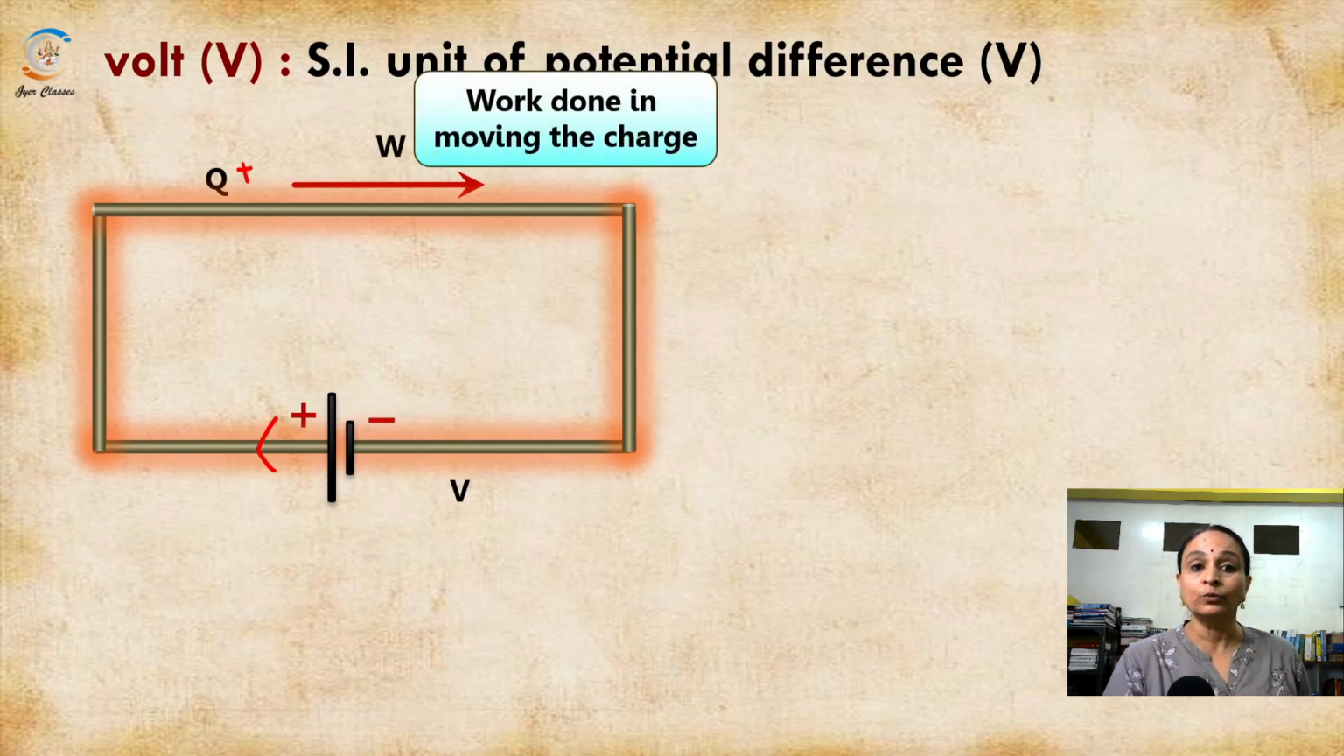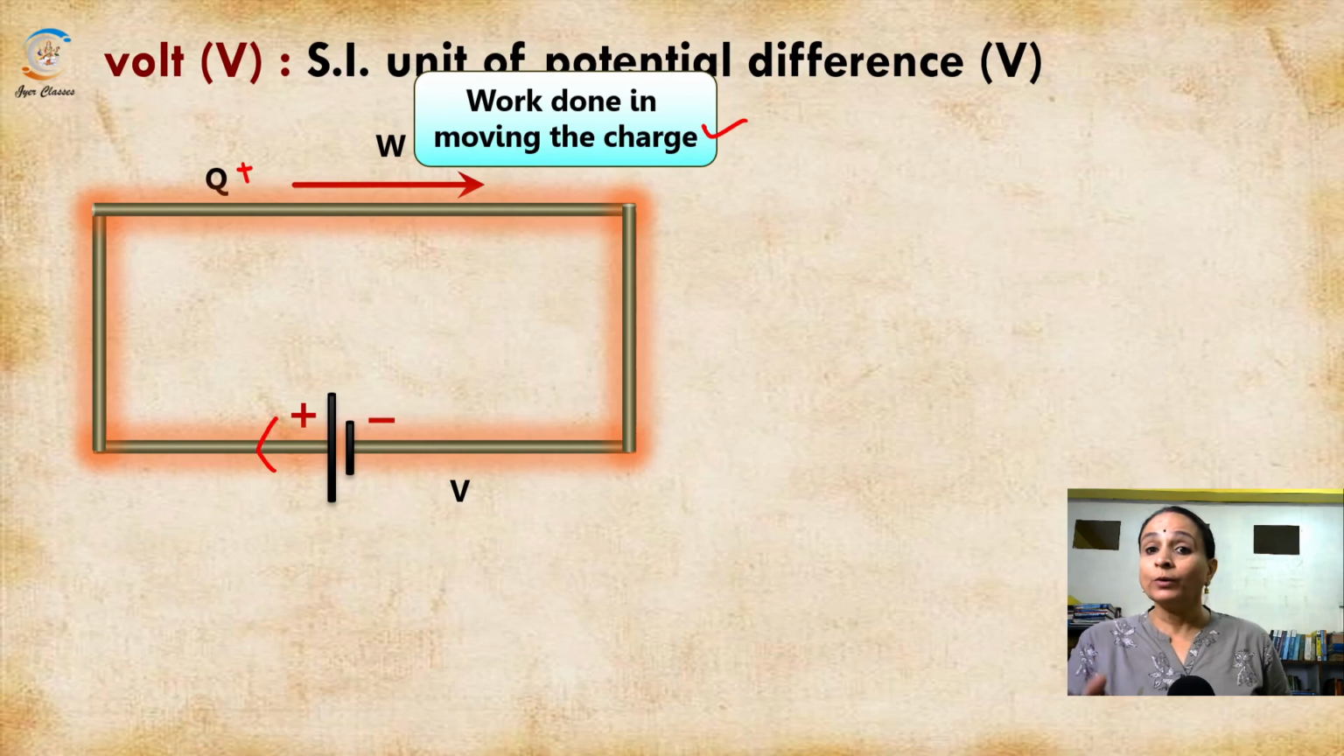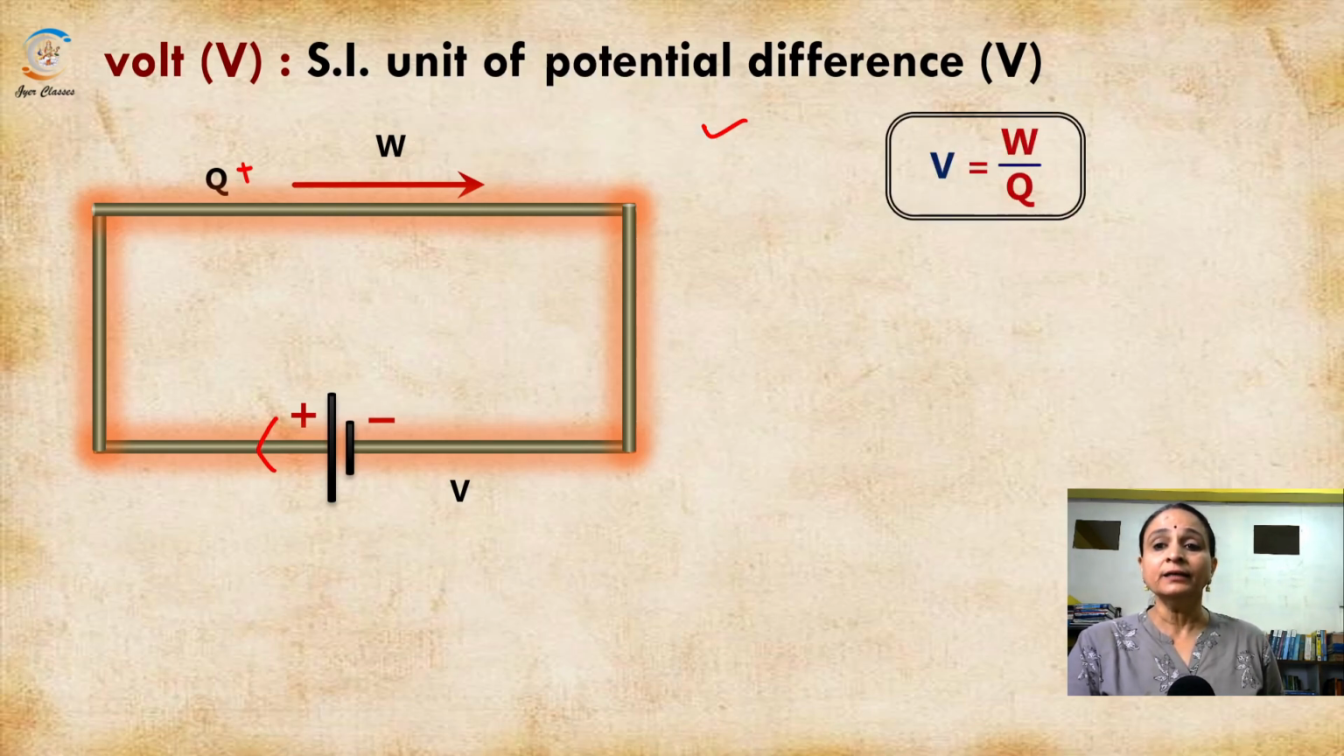And we all know, to move the charge from one place to another, work has to be done. Work is done in moving the charge. Why? Because I know that to take a charge from one place to another, the energy of some external agency has to be used. Energy was used, which means work was done, right? So there is a formula for this potential difference, and the formula for the potential difference is V, which is equal to W by Q.